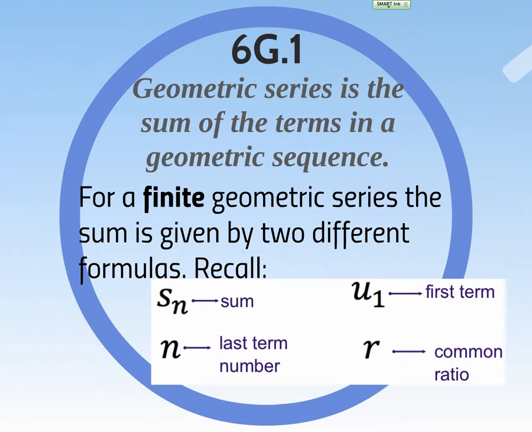So G1's first, and it's all about the geometric series. So the geometric series is the sum of the terms in a geometric sequence. Yesterday we worked with the sum of the terms of an arithmetic sequence. Today it's geometric. So today we don't have a common difference. Today we have a common ratio because we're multiplying to get to our next number.